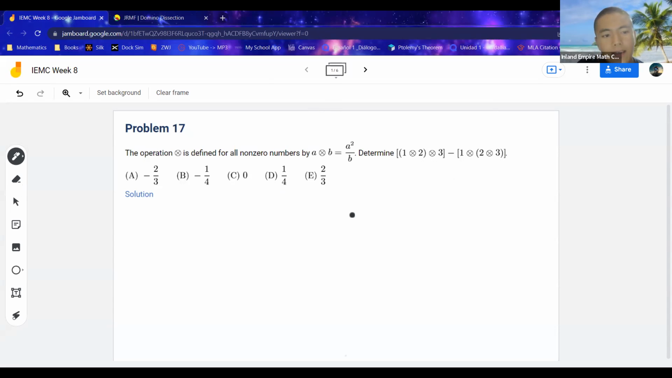Yeah. So the operation, whatever you call this, we'll just call this x for the sake of reading the problem. The operation x is defined for all non-zero numbers by a x b equals a squared over b. Determine this. So do you guys want to give a go at this problem?